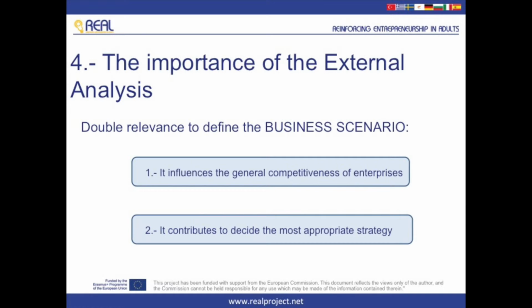Being able to control the business environment has a double function. 1. The business environment is considered a relevant factor that affects the general competitiveness of the enterprises located in a specific region. 2. The business environment general analysis allows you to identify the most important variables that are affecting your enterprise. After this, your company will choose the most suitable strategy according to the situation. All these factors are also known as the business scenario.